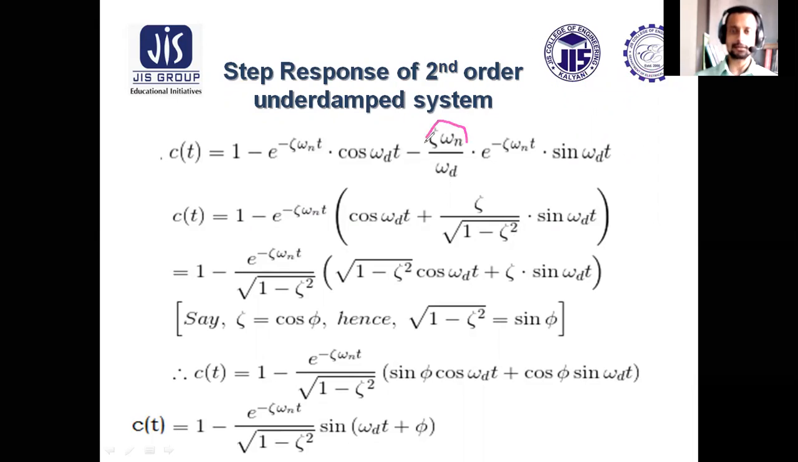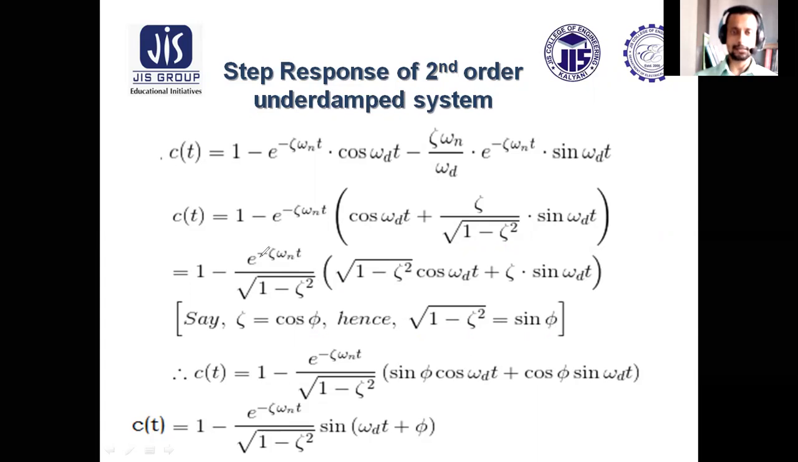So this part will give us this. e to the power minus zeta omega n t is taken common. Now again let us take this part common, under root 1 minus zeta square. So as under root 1 minus zeta square is taken common, it will be multiplied with cos omega d t plus zeta into sin omega d t. Now for simplicity let us assume zeta as cos phi. Hence under root 1 minus zeta square will be sin phi.